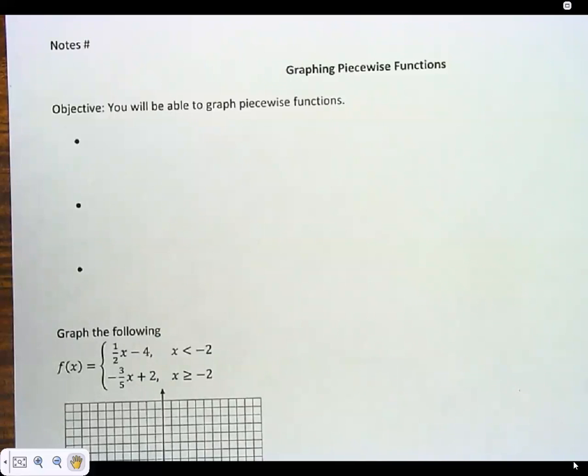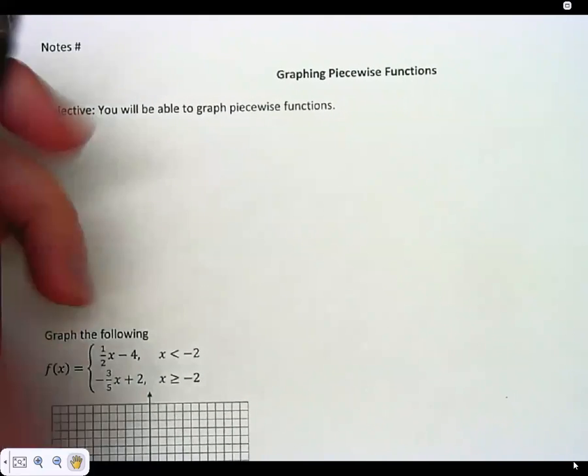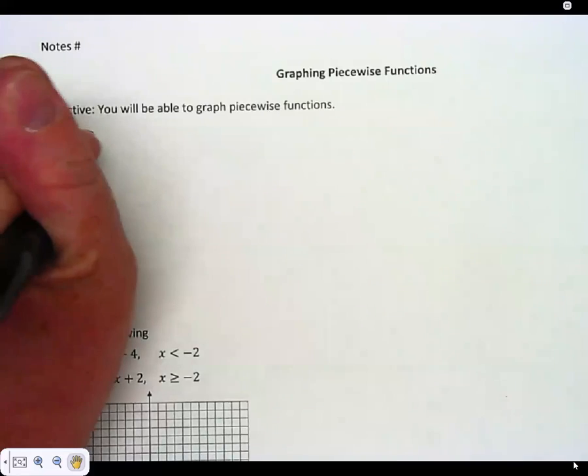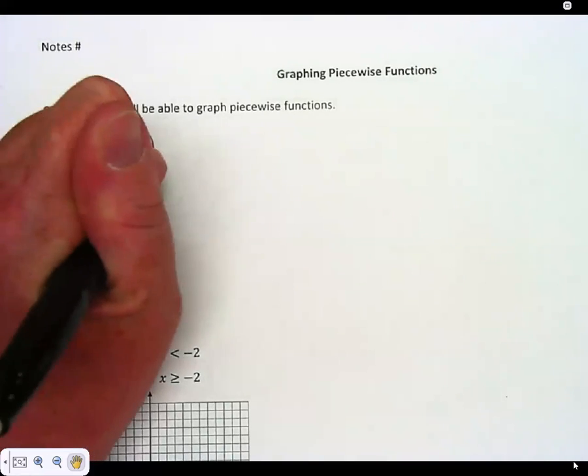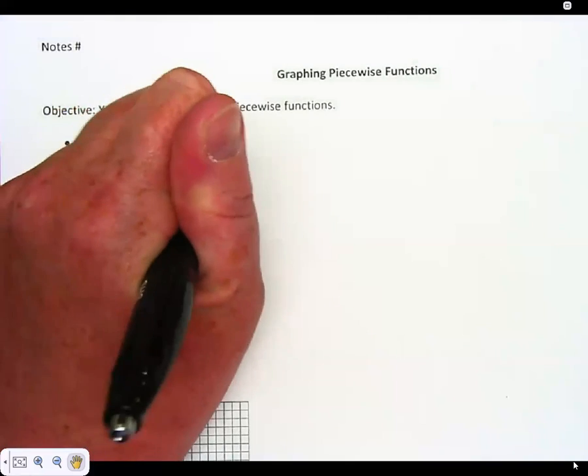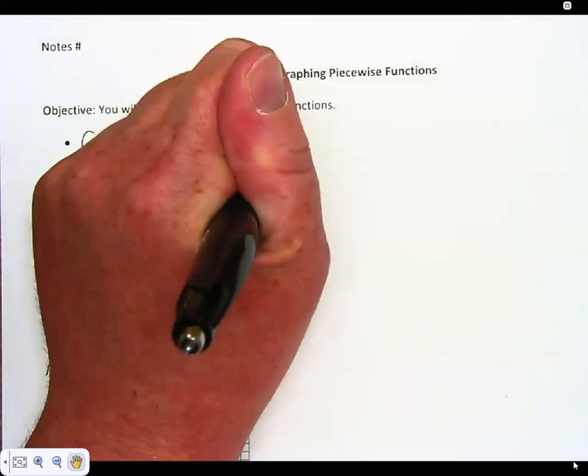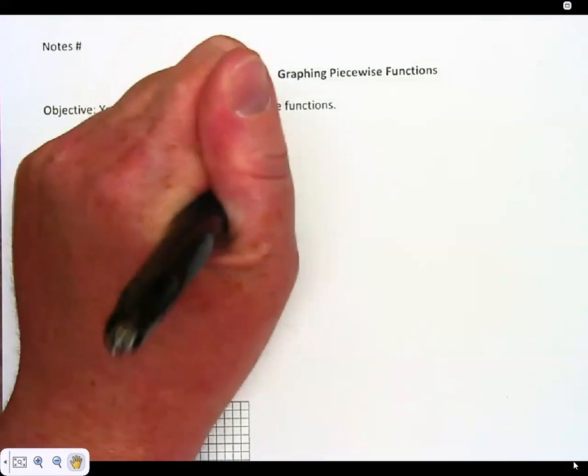All right, so here we're talking about graphing piecewise functions. With graphing piecewise functions, they need to come in pieces. So what you want to do is graph both functions on the same graph.